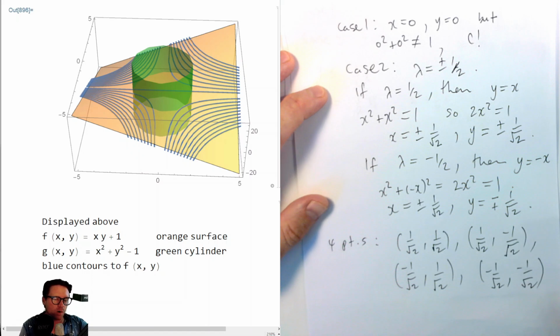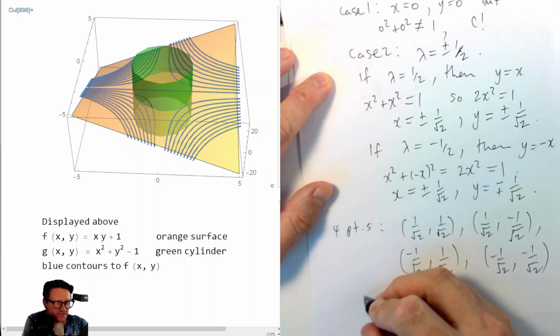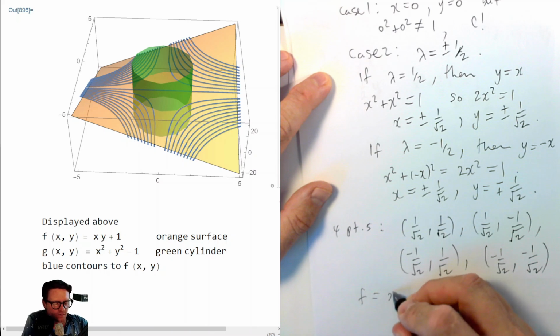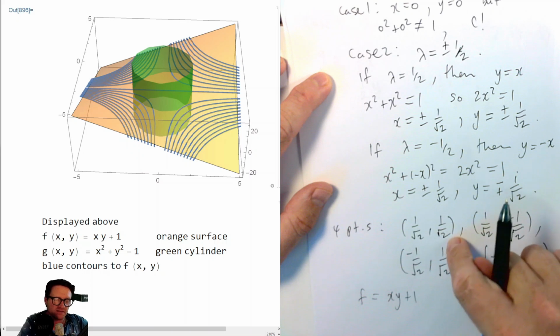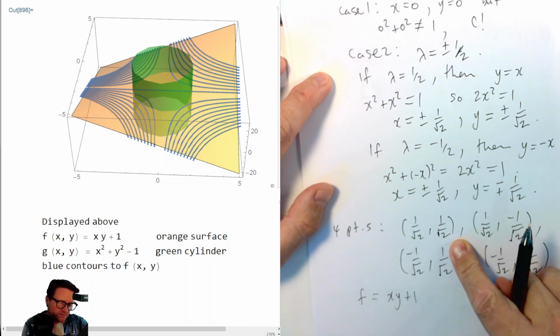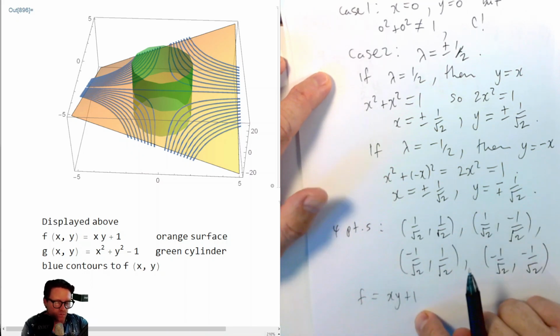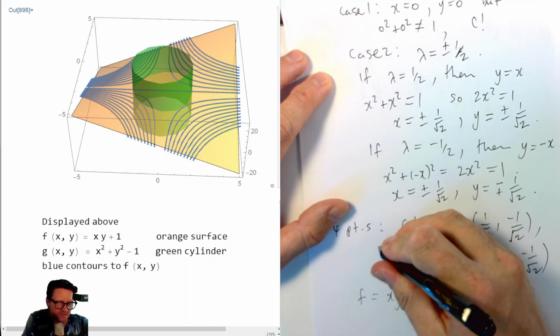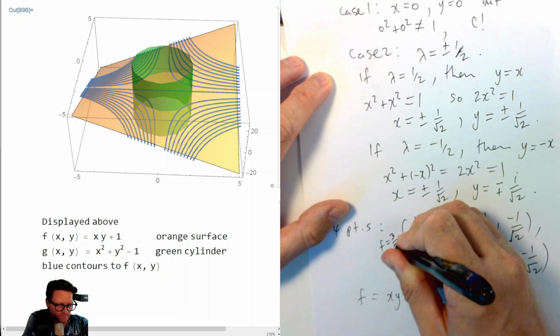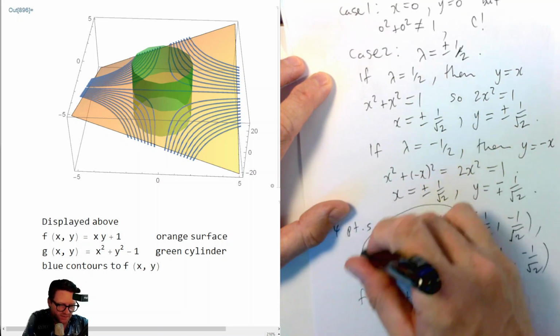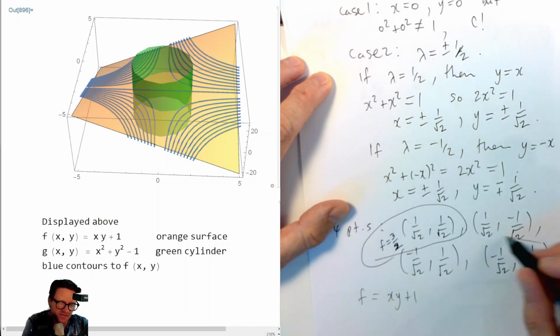So now how we find out which is which is we sub this into f. So f is equal to the product of xy plus 1. So taking the product of these, we've got a half for the product, right? So a half plus 1 would give us 3 halves. So this one is f equals 3 on 2. Right, that's that. And that would be the same story here. F is 3 over 2.